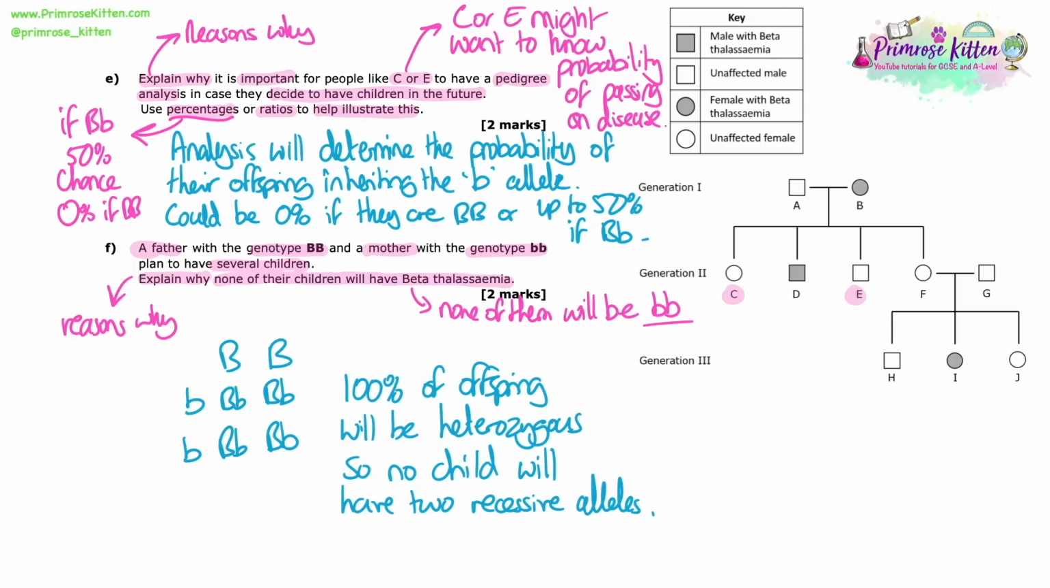However you want to explain it, you've got some options in the mark scheme, but if you want to do the Punnett square, that's fine. But you would need to have this extra little bit of text that I've written next to it just to make it clear that you understand that 100% of the offspring are heterozygous, or something like no child will have two recessive alleles to have the disease.